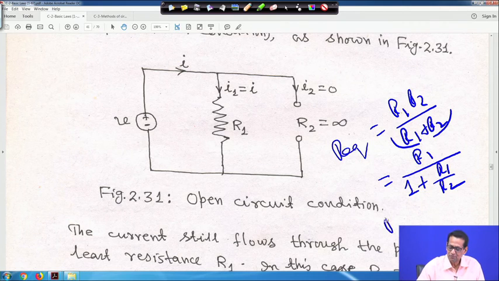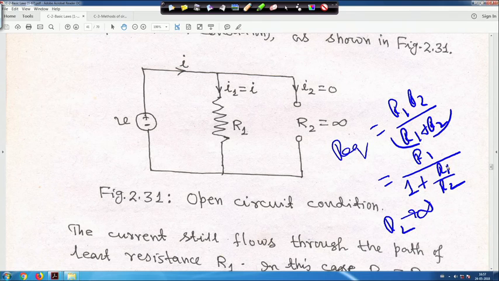Now, if R2 tends to infinity, this R1 by R2 will become 0. So, basically the denominator is 1, and it will become R1. So, that is why when it is open circuit, Req will be equal to R1, understandable, right.